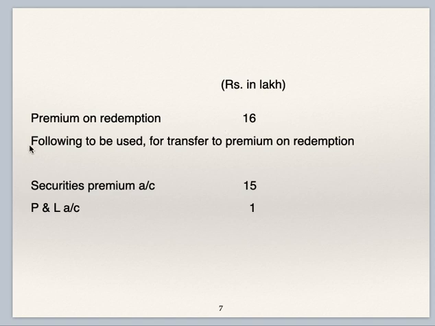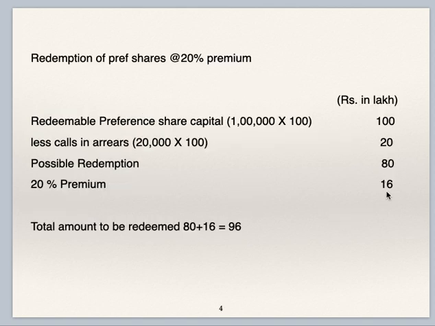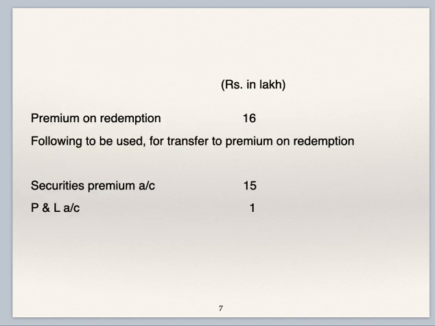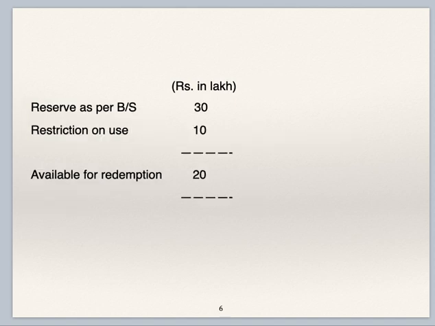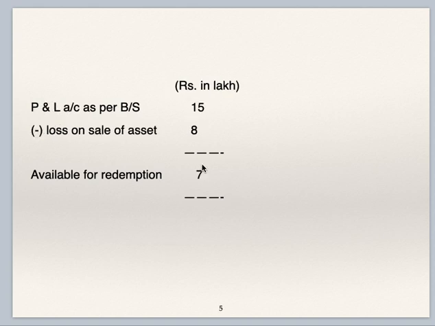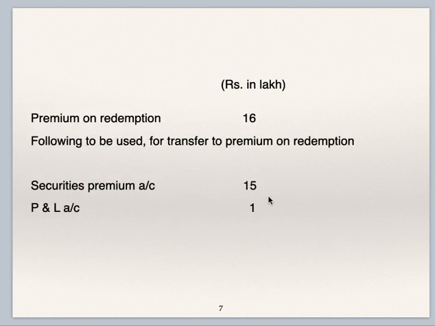Premium on redemption is 16. We have seen this, 20% of 80 is 16. But as per balance sheet, securities premium account is having only 15. So remaining 1 lakh you can take from profit and loss account. Profit and loss account balance available for redemption we have seen is 7. Out of that, 1 you can use for premium on redemption. So remaining 6 gets transferred to CRR.